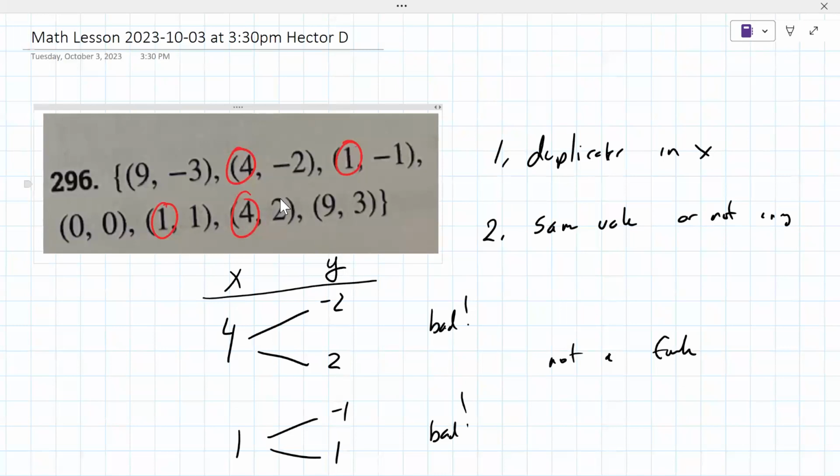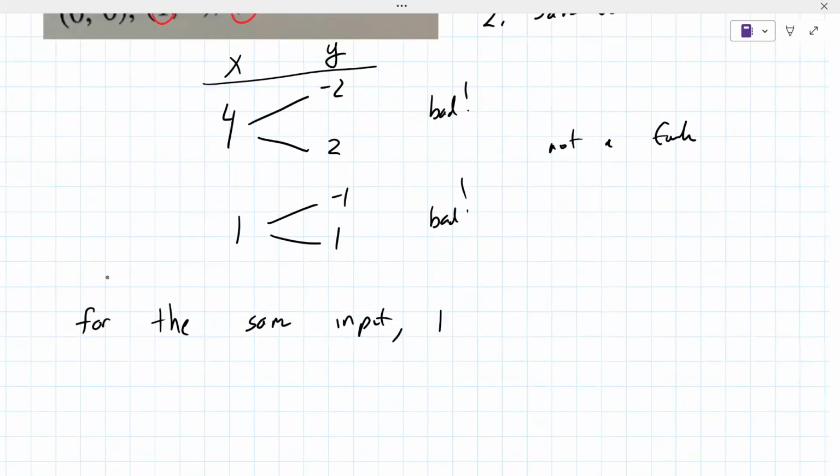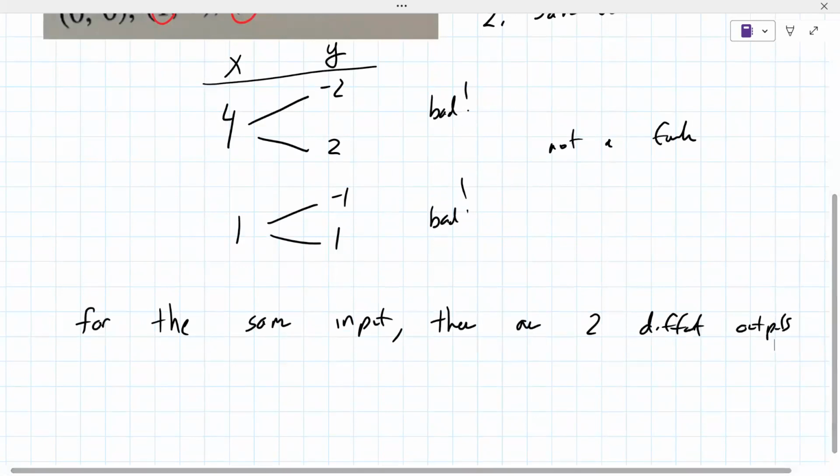We can make examples in real life of this that are probably better than the numbers, but it's not a function because they go to different y values. And so the definition is, for the same input, there are two different outputs, and that's bad. That's really bad. So that's part A.